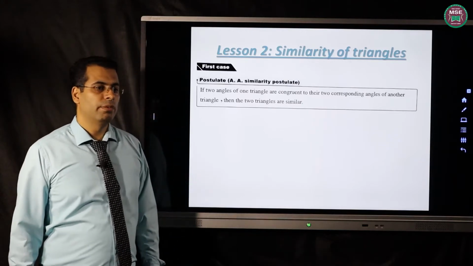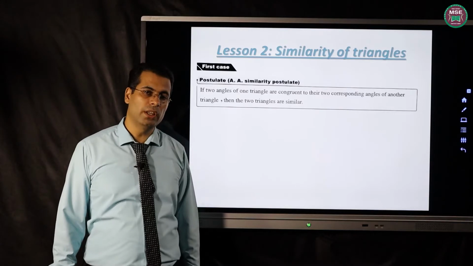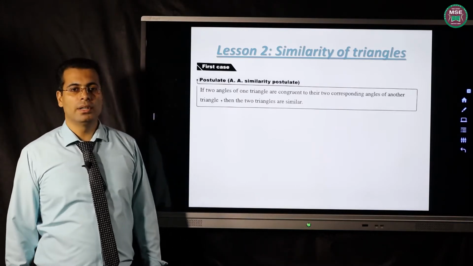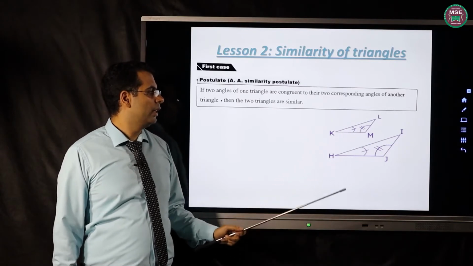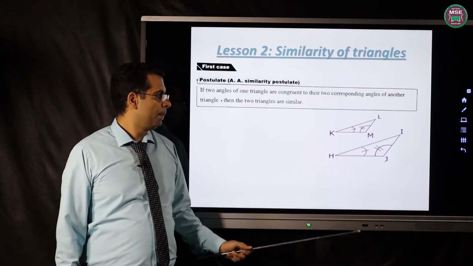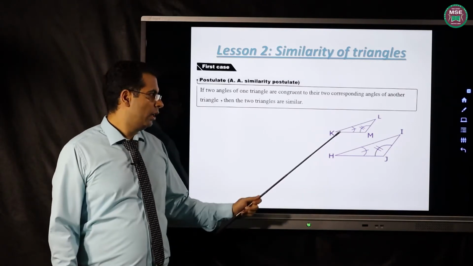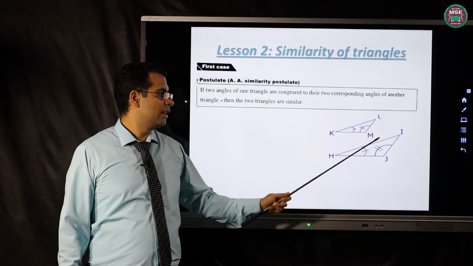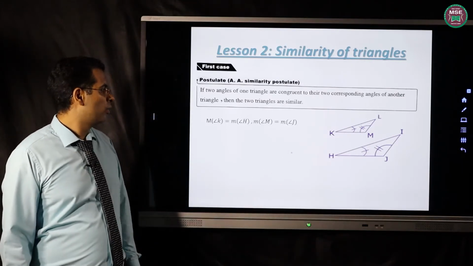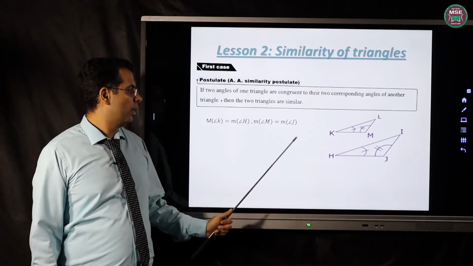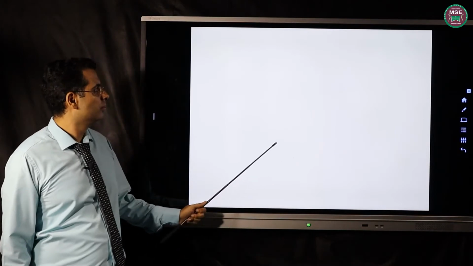Angle. If I have two angles of a triangle congruent to the corresponding angles of another triangle, then the two triangles are similar. Here we have measure of angle K equals measure of angle H, M equals J. Therefore, L equals I, because if we have two angles in a triangle equal to two angles in another triangle, then the third angles are equal also. Then we have two similar triangles. K equals H and M equals J. Two angles is enough, therefore the two triangles are similar.